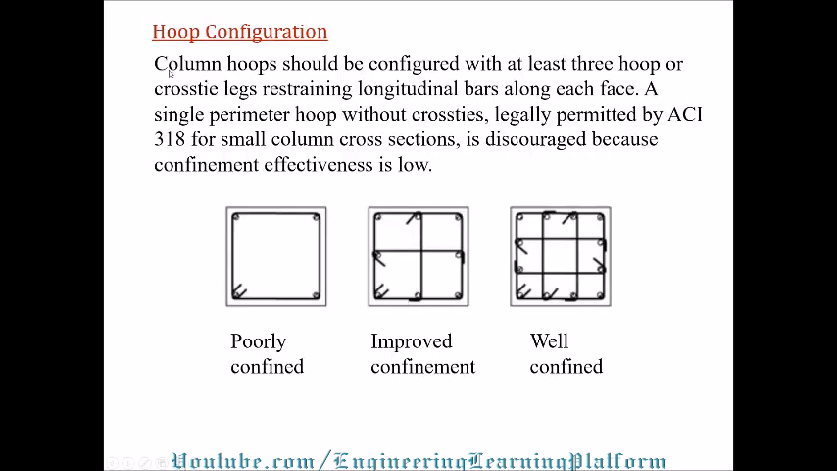Hoop configuration. Column hoops should be configured with at least three hoop or cross tie legs restraining longitudinal bars along each face. A single perimeter hoop without cross tie legs is permitted by ACI 318 for small columns, but is discouraged because confinement effectiveness is low. This is a poorly confined column. This is improved confinement, a well confined column, and this confinement is calculated by the ACI confinement formula for special moment resisting frames.